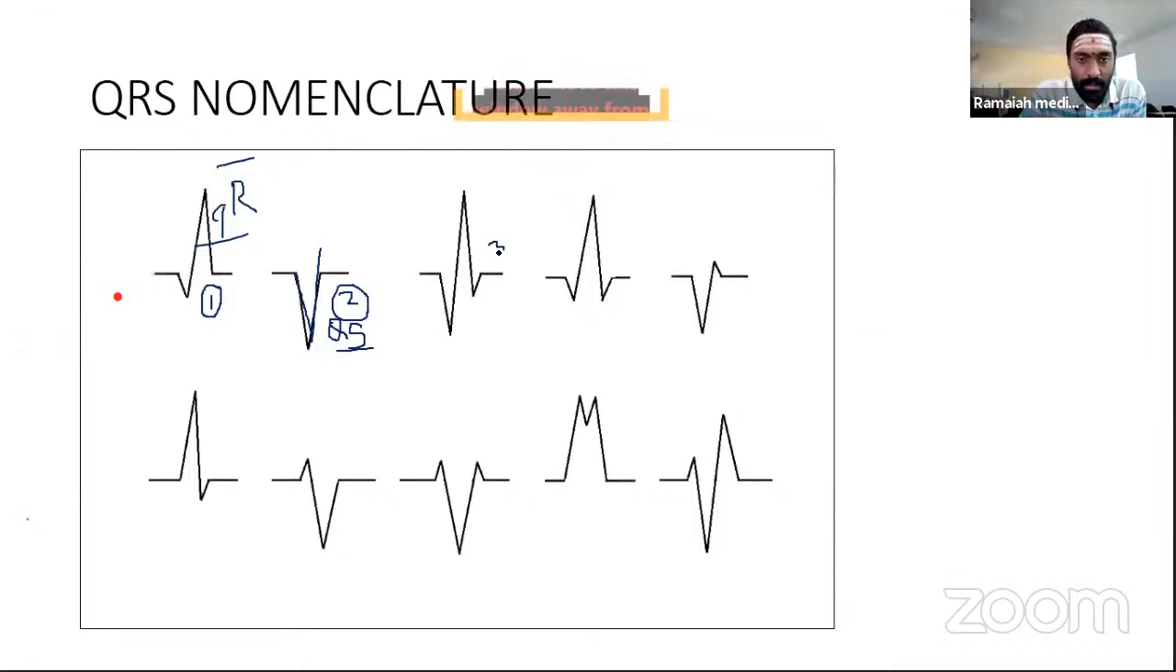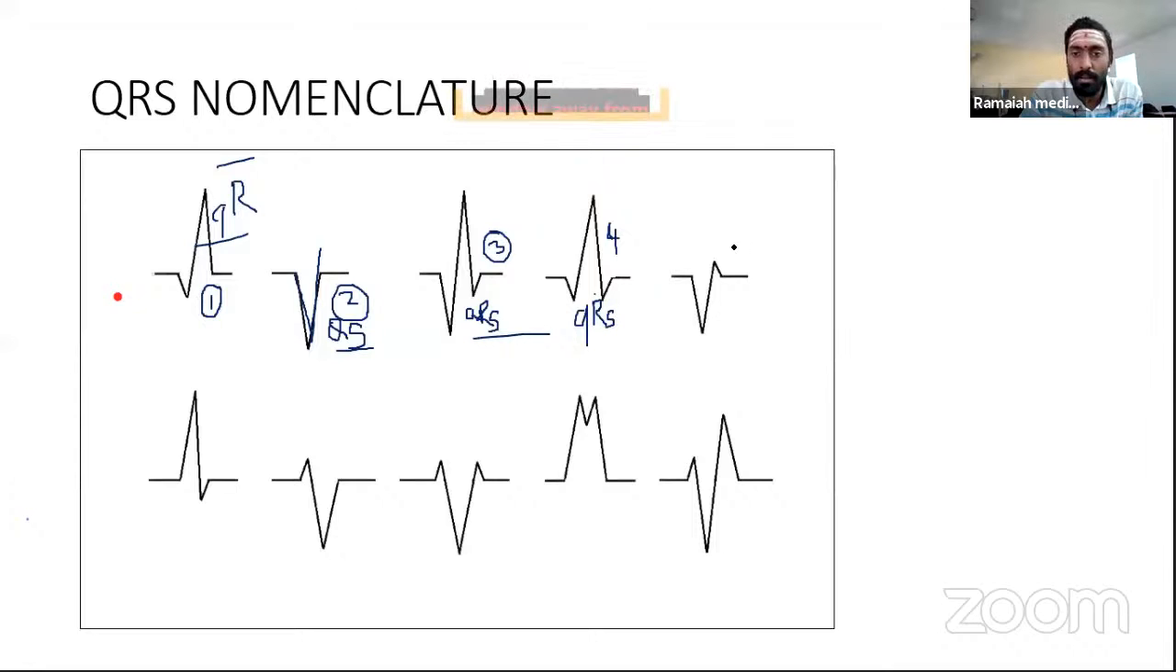What about 3? Can someone tell what it is called? Correct. Q, R, and S. Very good. So we have a big Q, a big R, and a small s. This is called a QRS. What about the fourth one? Correct. It's called Q, R, and S: a small q, a capital R, and a small s.